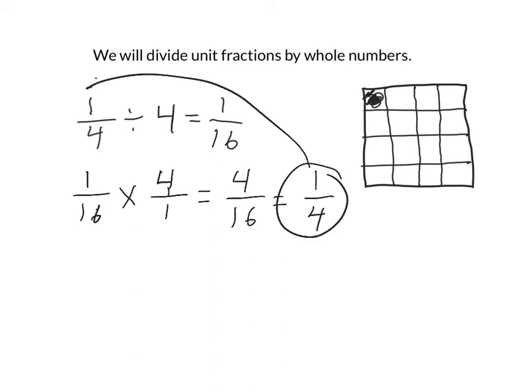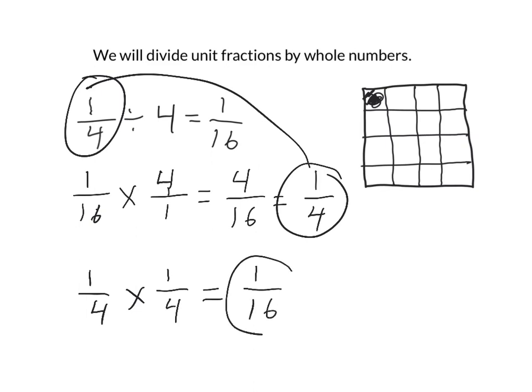So we are correct. Now, another way to solve this problem is, remember yesterday we were multiplying by a reciprocal of our divisor, we took the reciprocal. We could do the same thing with this. If we said 1/4 times, instead of 4 ones, 1/4, that's 1/4 is a reciprocal of 4 ones, then we get 1/16. So that's another way to solve it. Okay, so for number 1, the answer is 1/16.